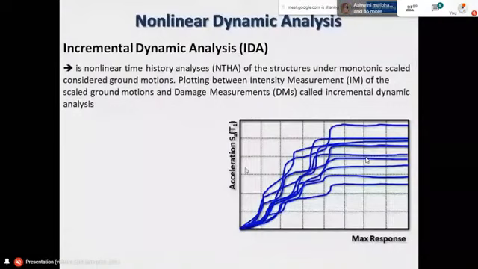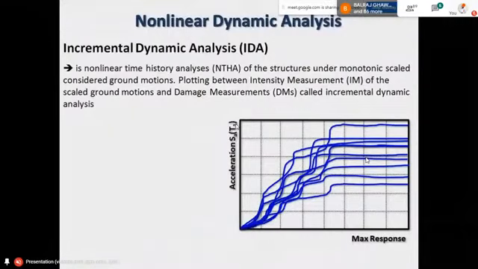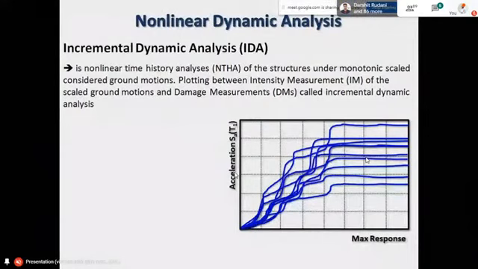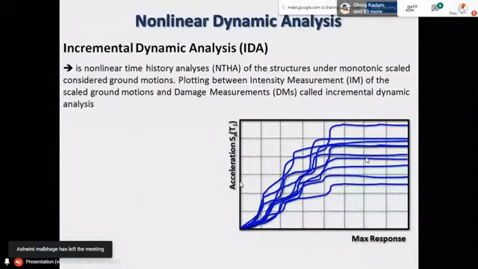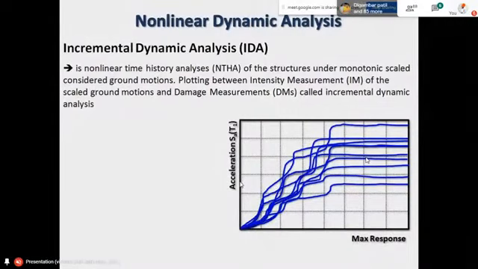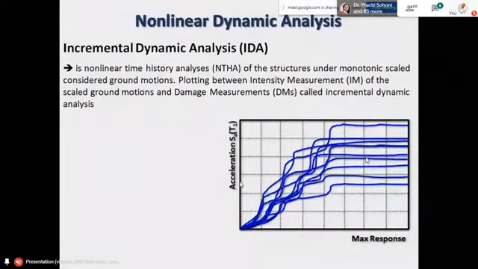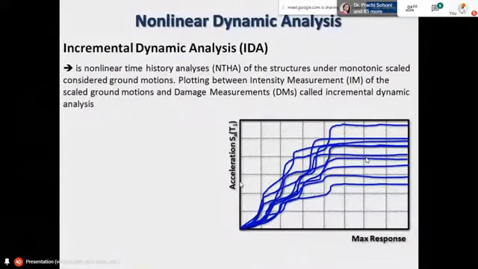So on the y-axis, it is called an intensity measure. Intensity measure is nothing but a ground motion related parameter, and this is a building related parameter. It is called an engineering demand parameter, or also called a damage measure. What is called an intensity measure is nothing but the parameter which defines the ground motion characteristics.